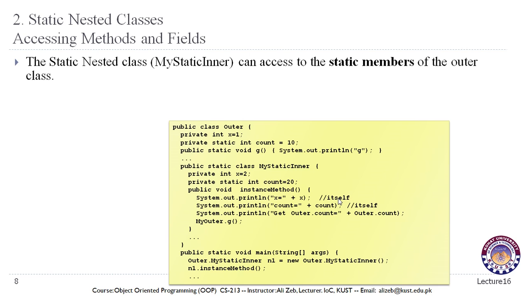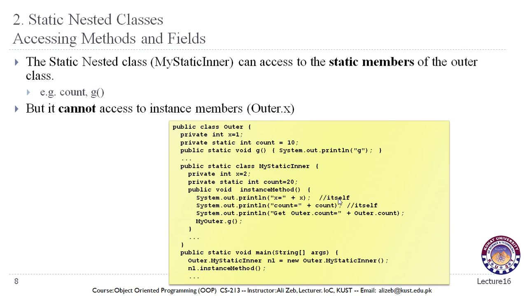The static nested class can access the static members of the outer class. It can only access the static members of the outer class, but it cannot access the instance members. So here in this case, for example, in this instance method, we can only access the static count from the outer class. If we try to print this x, and this x is not static over here, then the value that we will get as output is the value of this x, that is 2. You can try this code, and the output should be this 2.